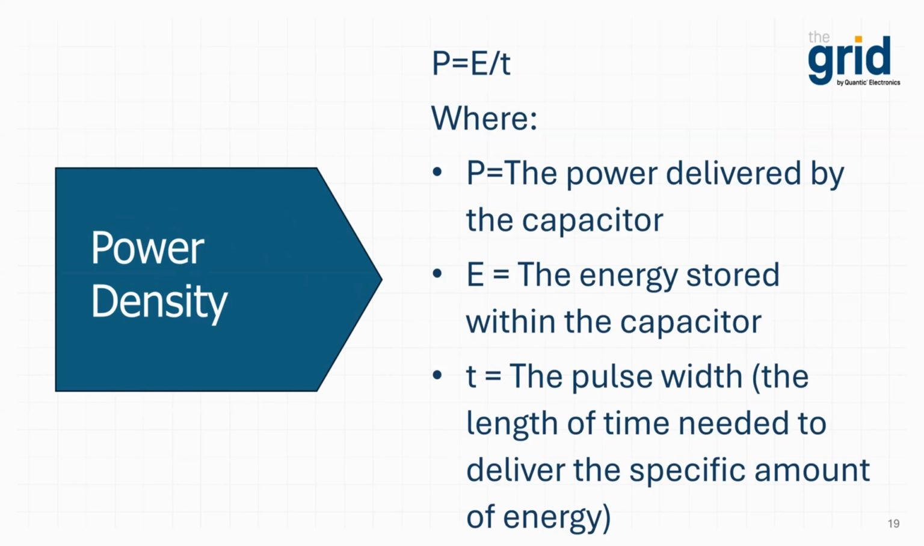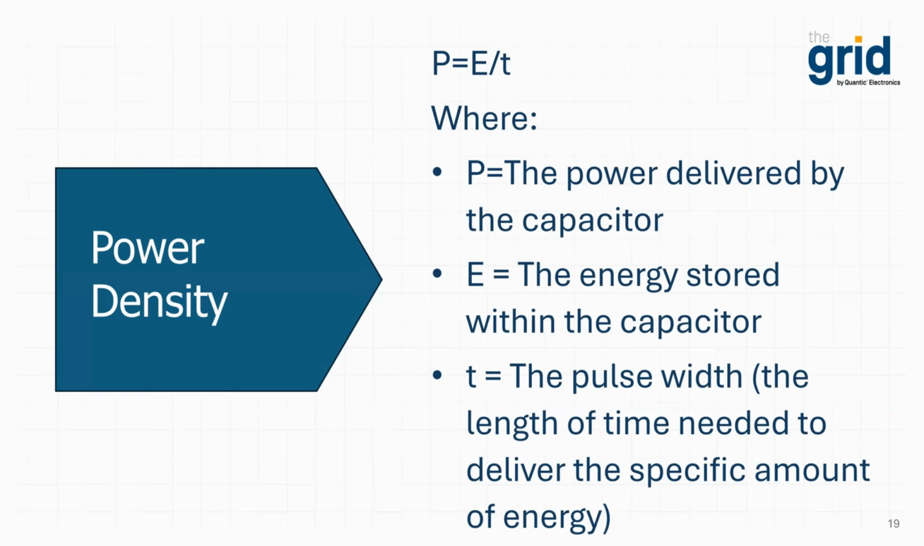Like energy density, power density is measured by calculating the energy delivered by the capacitor per unit of time. Since avionics applications are so volumetrically constrained, they can be very sensitive to power density. To calculate the power density, we start by calculating the power using the following equation.